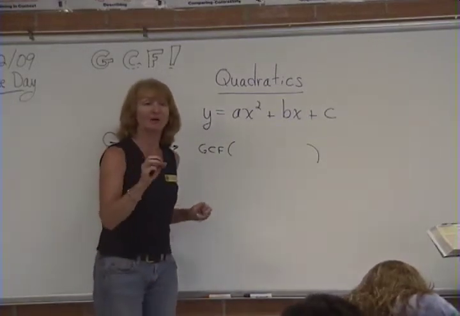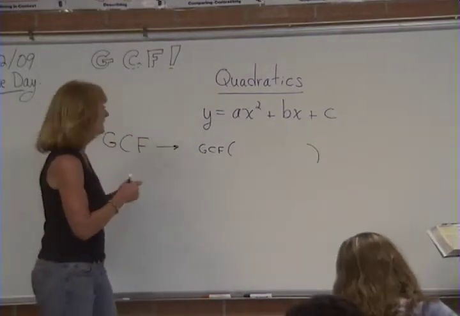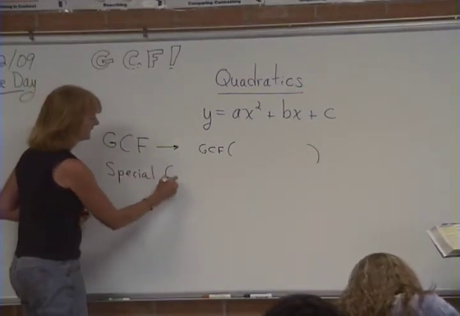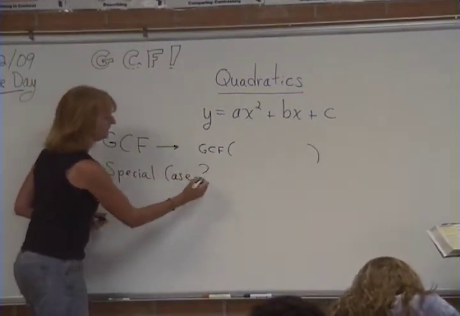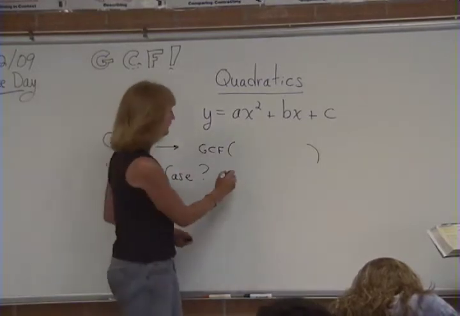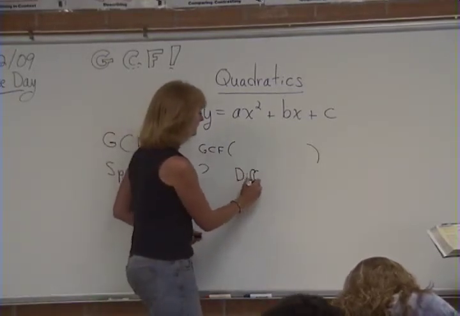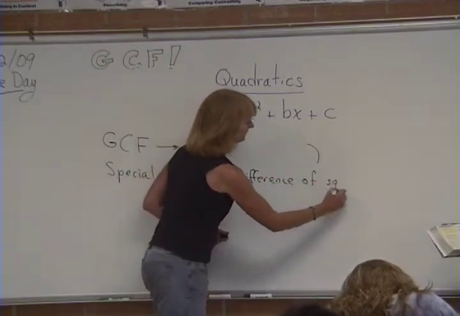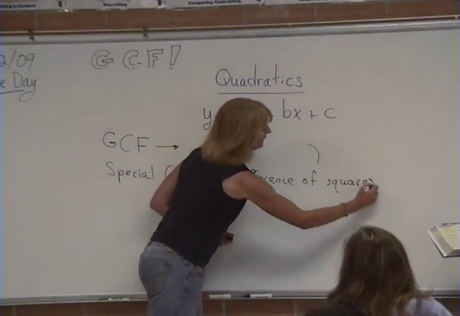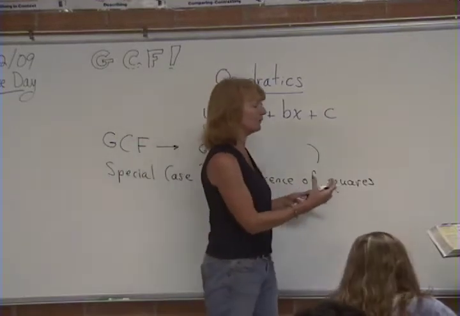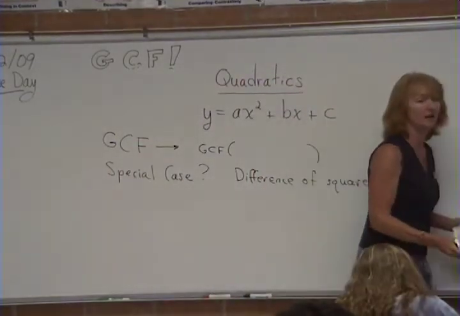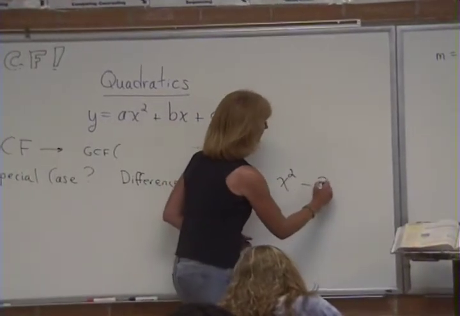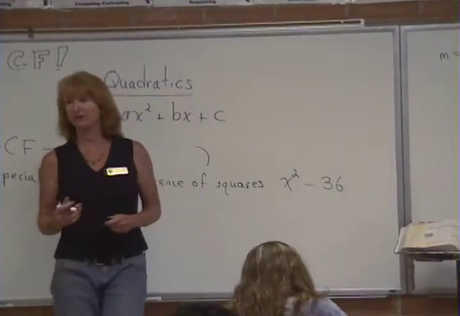When you're looking at how to factor something further, you're going to look, is it a special case? A special case is one of two things. Is it difference of squares? Difference of squares is something where you have a perfect square on one side, a perfect square on the other side, and a minus in between. X squared minus 36 is difference of squares.